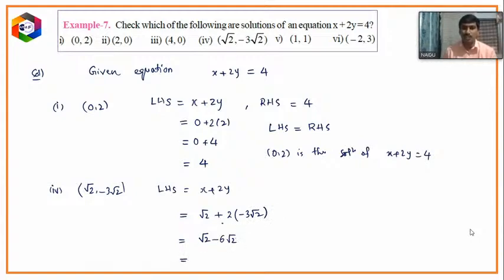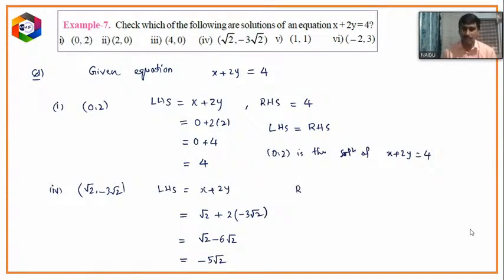Since these two are like terms, అంటే రెండు irrational parts with the same irrational part, it is possible to simplify. That is the solution. Root 2 minus 6 root 2. So we have plus root 2 and minus 6 root 2. Upon simplification, the value is equal to minus 5 root 2.